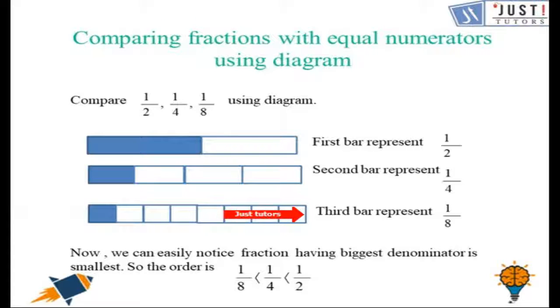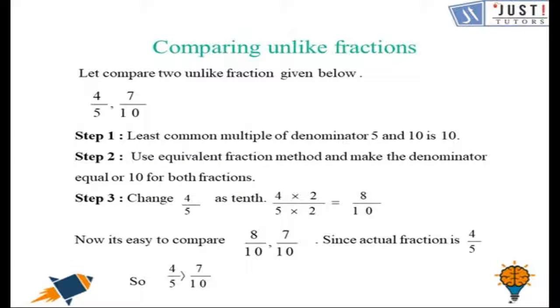If you compare these three fractions, we can easily say that the smallest one is the one which has the largest denominator here. That's 1/8. After that, the next smaller one is a quarter, and then we have a half, which is the biggest here. Now let's move forward to the next slide and learn about comparing fractions which are unlike.